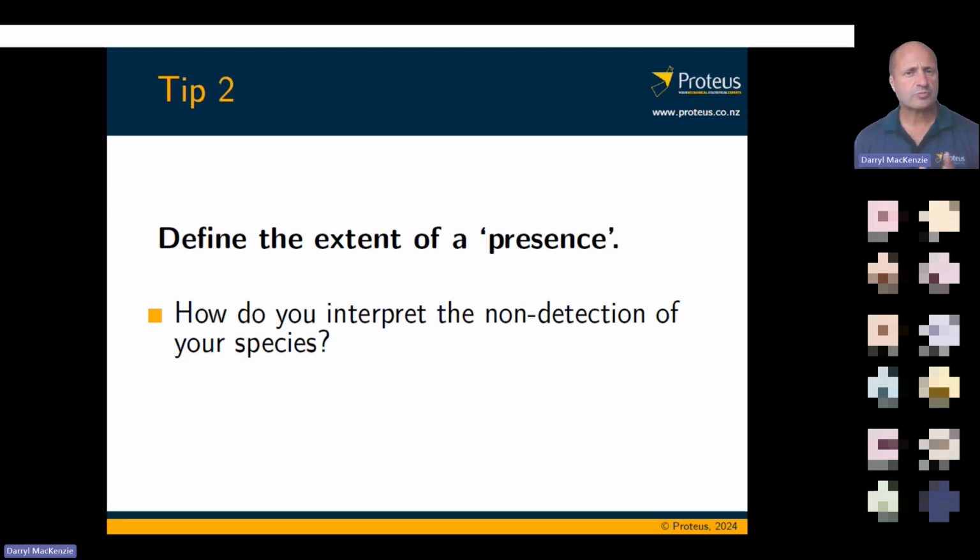So it's sometimes useful as well, when you think about how we're defining a species being present at a location, and obviously the complement of that is the species being absent from a location, to think about exactly how we're interpreting those detection and non-detection events.